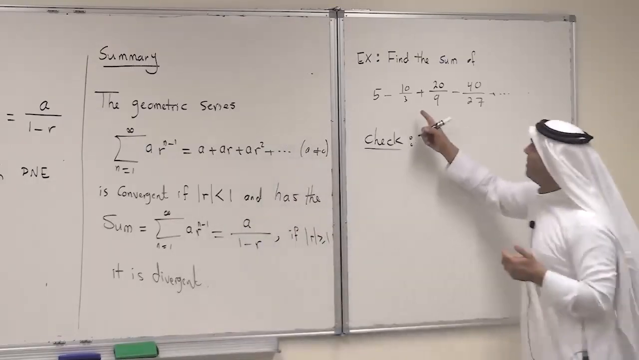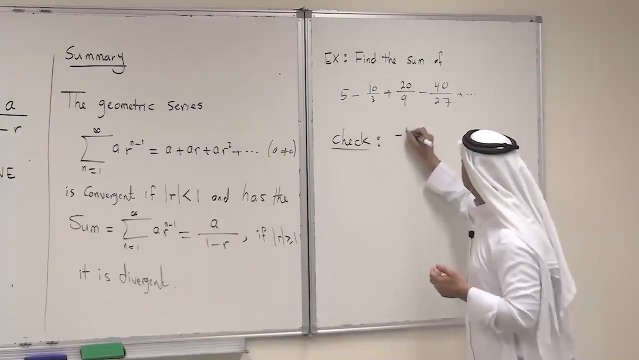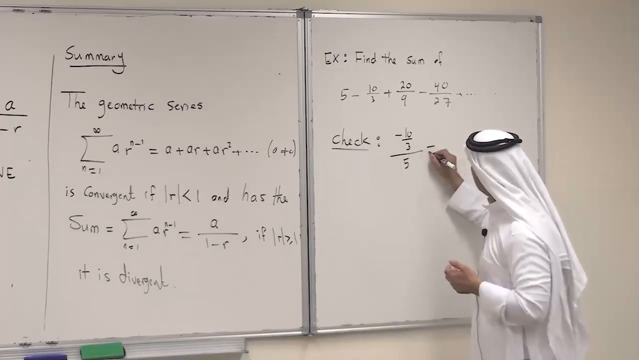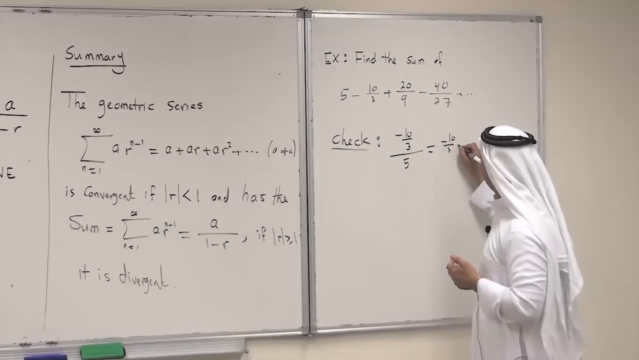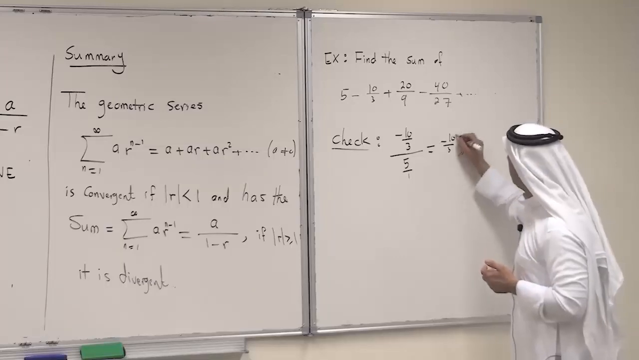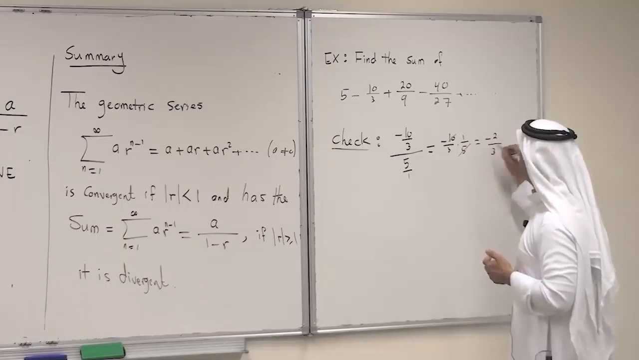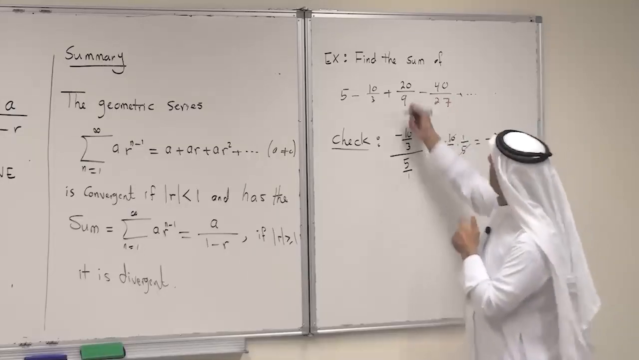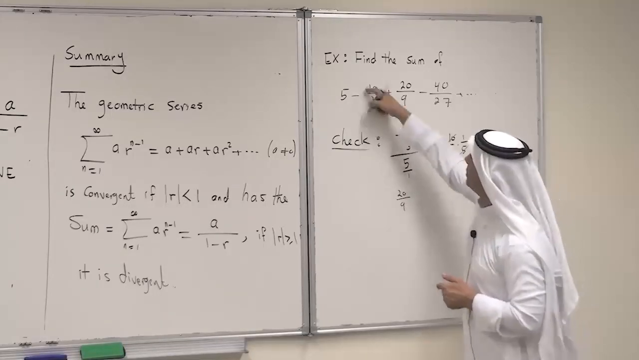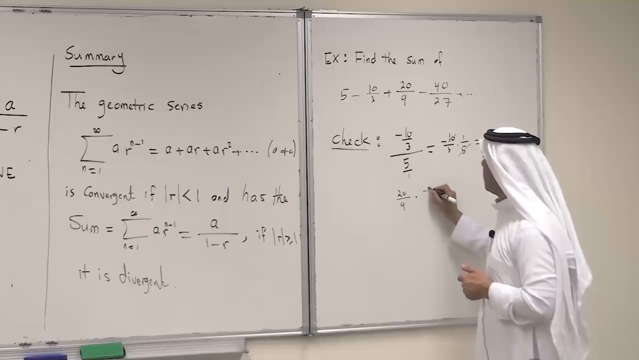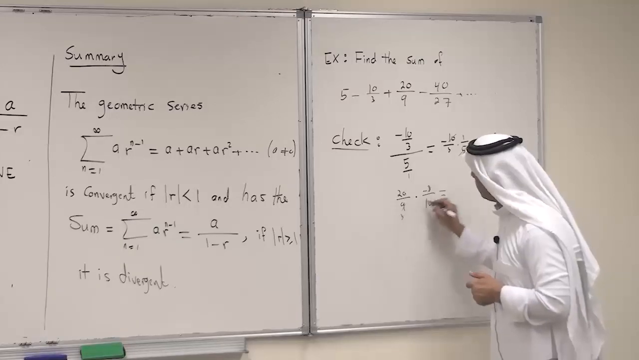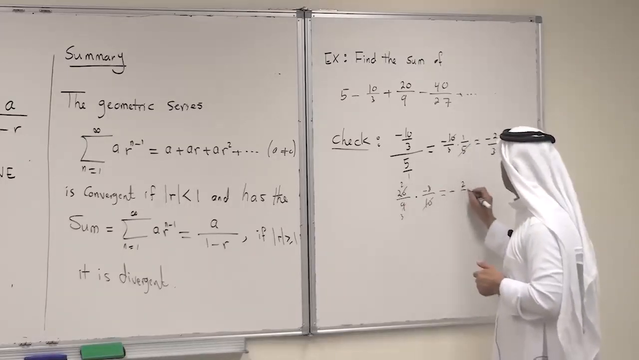What I need to do is take two terms and divide. For example, I check minus 10 over 3, the second term, divided by 5. What is it equal to? This is minus 10 over 3 multiplied by 1 over 5, which simplifies to minus 2 over 3. Okay, fine. What about the third term divided by the second term? I have 20 over 9 divided by minus 10 over 3, so it is multiplication by minus 3 over 10. If you simplify, the 3 cancels and the 10 gives 2, so it is again minus 2 over 3.